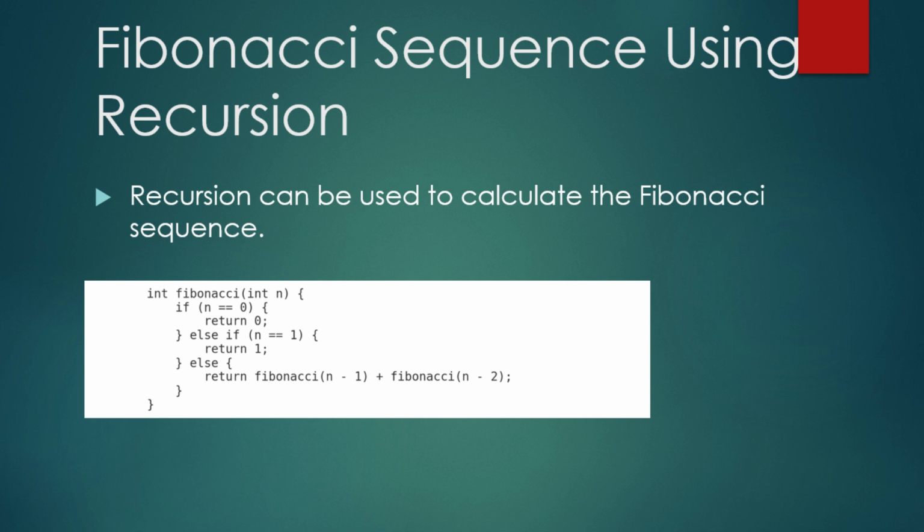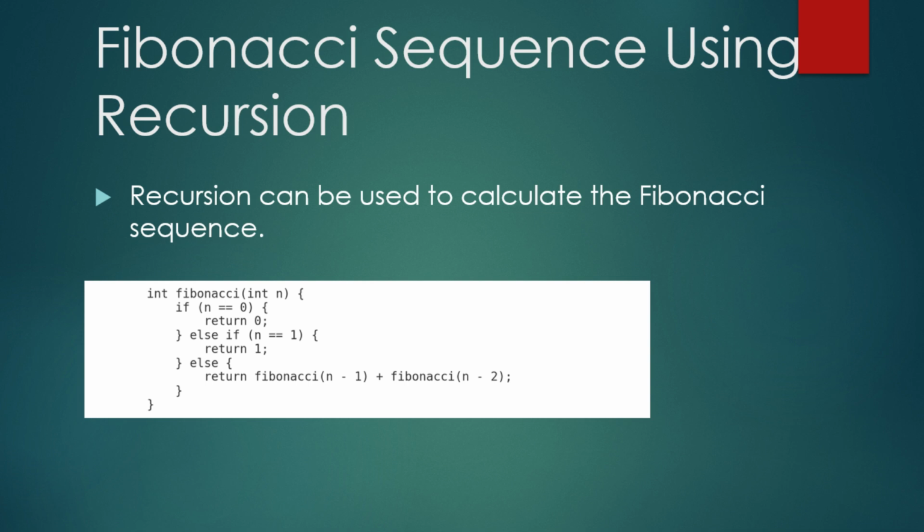Let's apply recursion to a practical problem, calculating the Fibonacci sequence. The Fibonacci sequence is a series of numbers where each number is the sum of the two preceding ones. int fibonacci(int n): if n equals 0, return 0. Else if n equals 1, return 1. Else return fibonacci(n minus 1) plus fibonacci(n minus 2).